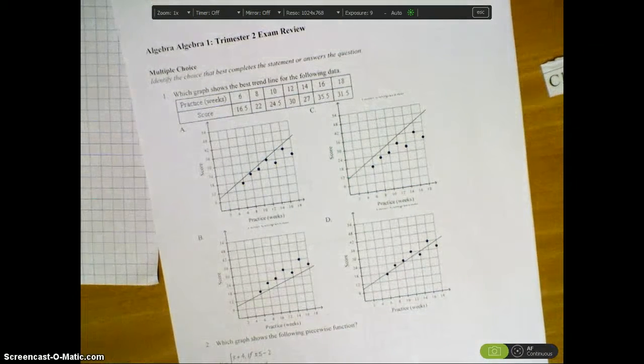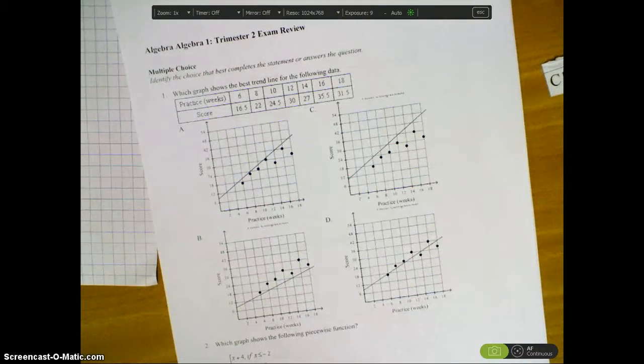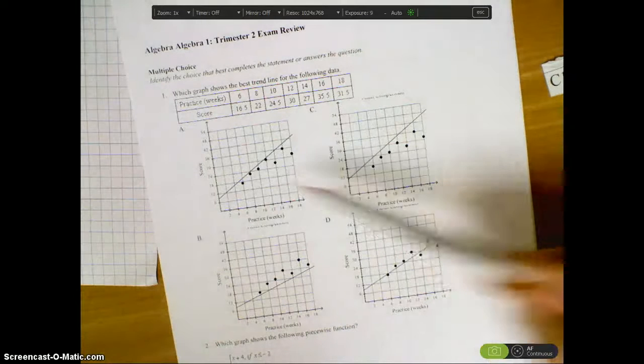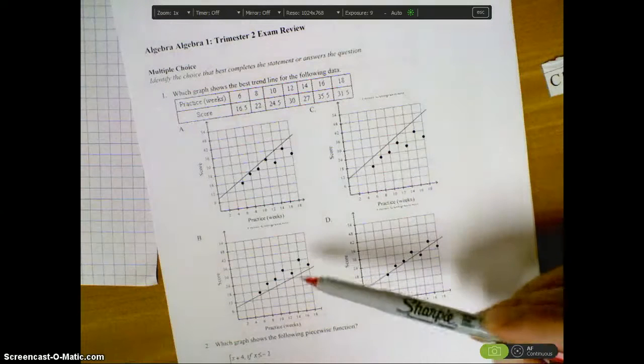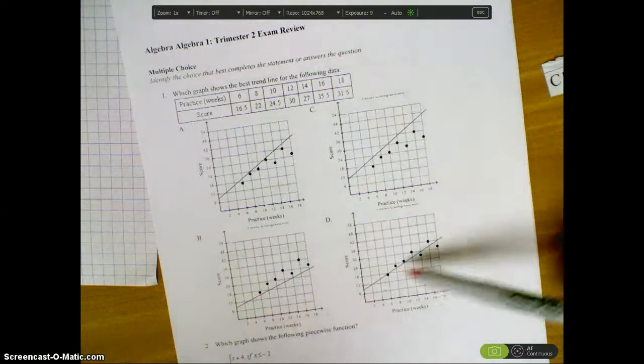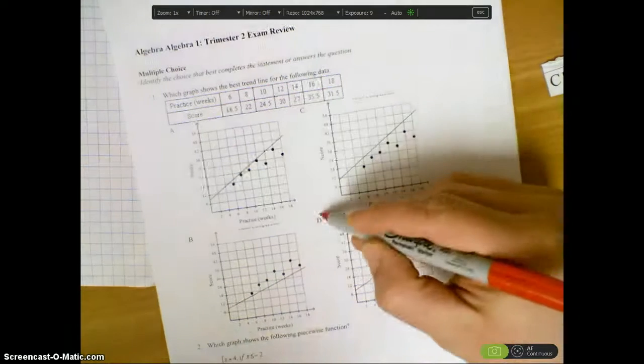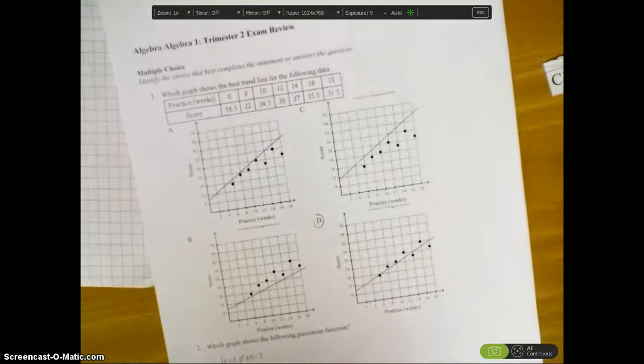I'm going to try to keep this in focus. It keeps bumping around. But it's pretty straightforward: the one that encompasses all of the points the best. Notice in this one, all the points are lower. Same thing here, every point is higher. And this one fits through the middle of the data. The answer is D, the closest representation of all those dots.